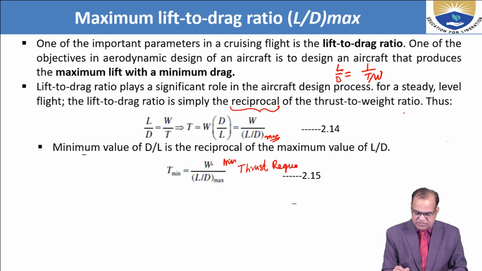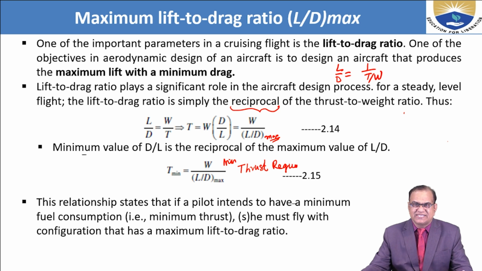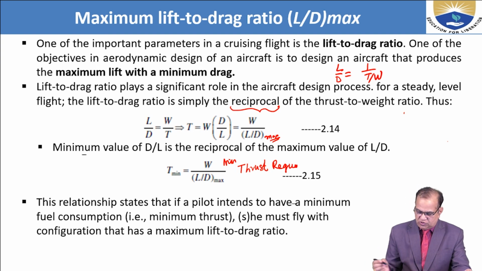So, T minimum is equal to W by L by D maximum. This relationship states that if a pilot intends to have a minimum fuel consumption, that is the minimum thrust, he or she must fly with a configuration that has a maximum lift to drag ratio. So, L by D should be maximum. The pilot has to fly in such a way that L by D is maximum.